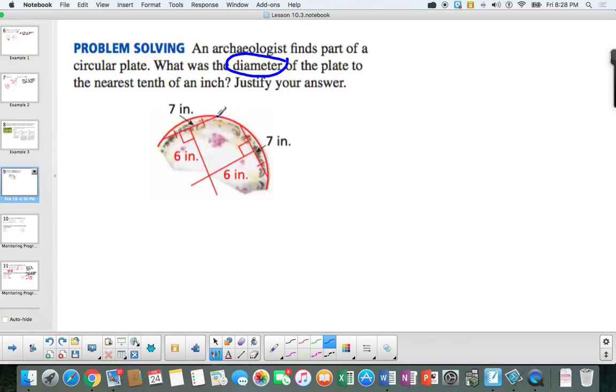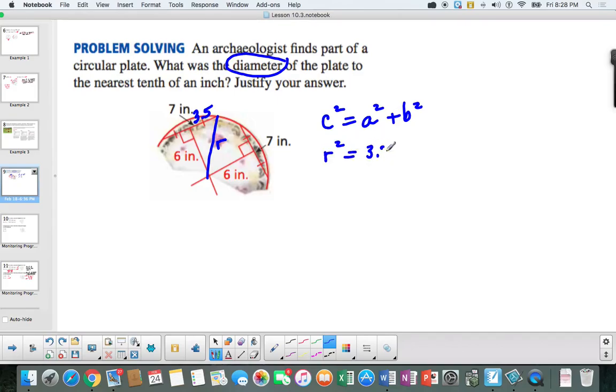So I'm going to draw a radius. If I can draw a radius, then maybe I can figure out the diameter. So this is my radius, and I know this whole thing is 7, so I know this is going to be 3.5 inches, and I'm going to use the Pythagorean theorem. C squared is equal to A squared plus B squared. My hypotenuse is R, that's what I'm looking for.